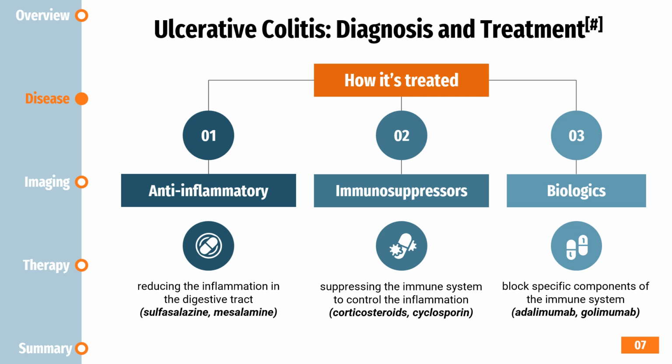Currently, there are three main classes of medications, administered orally or rectally, that are used to treat UC. Anti-inflammatory medications, which are the first line of treatment for mild to moderate UC, immunosuppressors, which work by suppressing the body's immune system, which is thought to be overactive in UC, and biologics, which are genetically engineered medications that target specific proteins involved in the inflammatory process in UC.